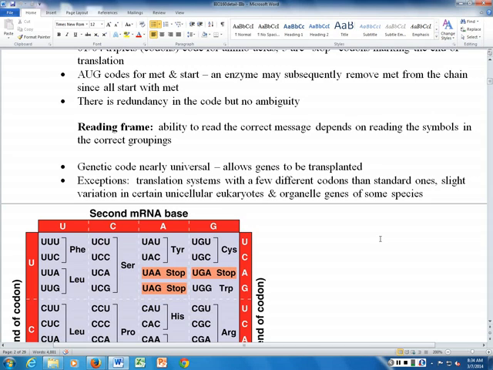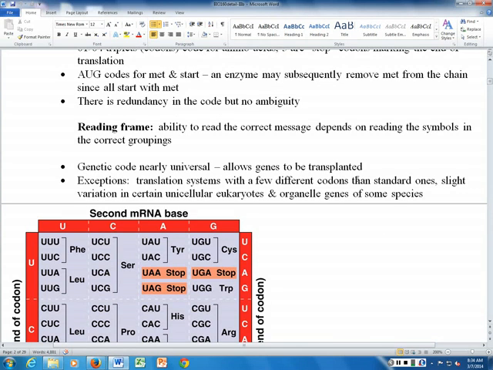So by having that genetic code be nearly universal like that, it's very easy for them to take a gene from one organism that makes a protein. When you stick that gene in another organism, it's going to make that same protein. So that is one of the reasons why it is so easy to insert genes into things like that.